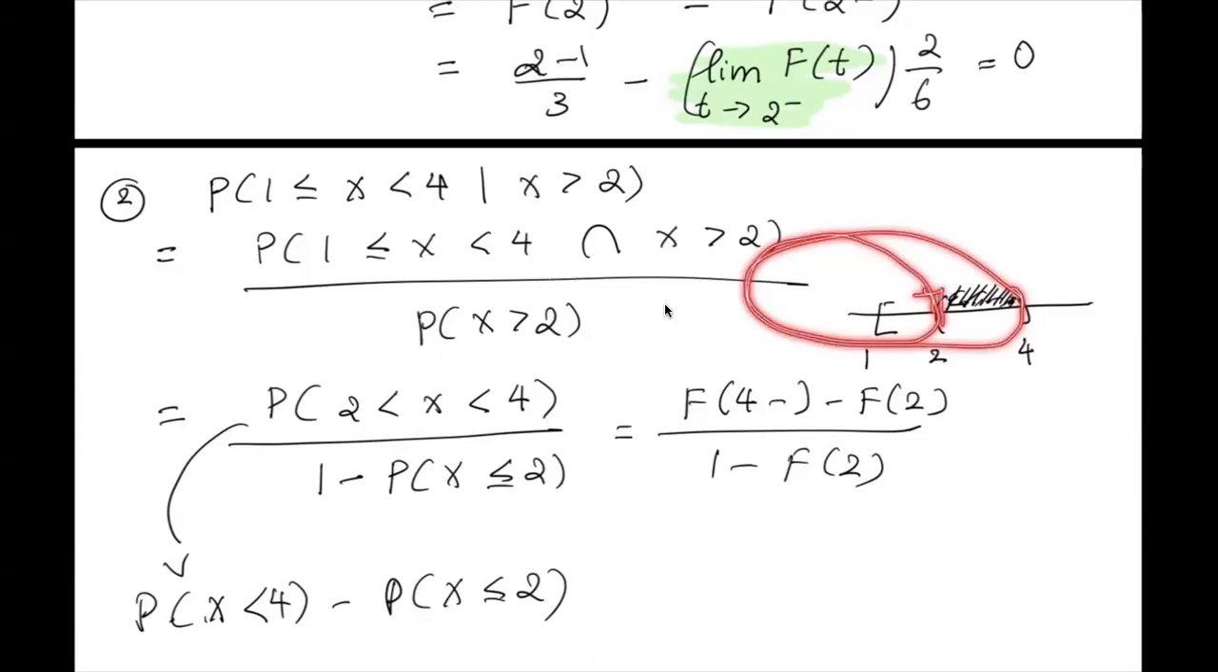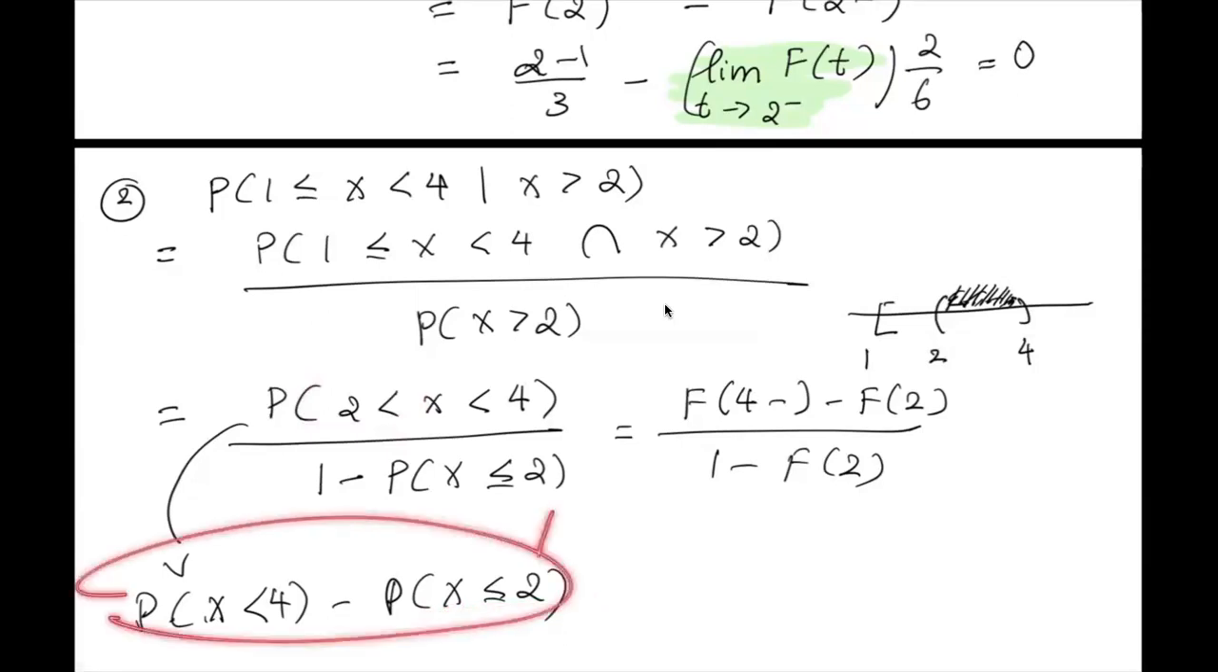And we also want to subtract the probability of x equal to 2, because we don't want to include 2. So that's why we have this. And if we translate it, it is just this expression here.